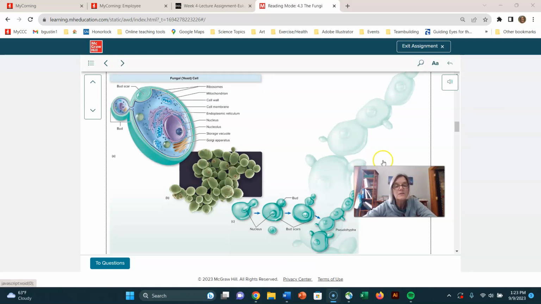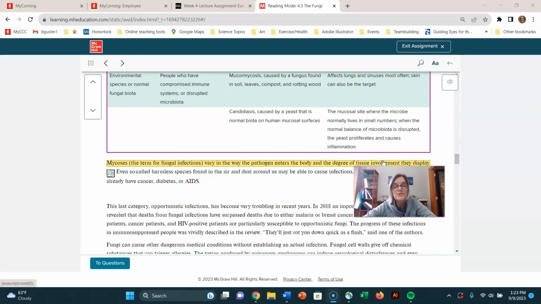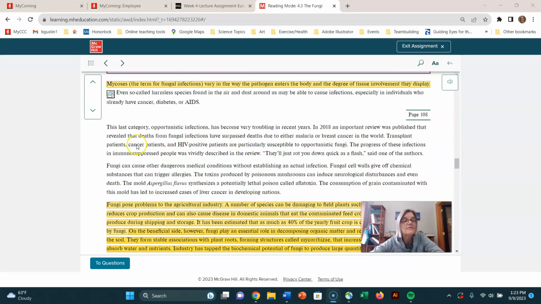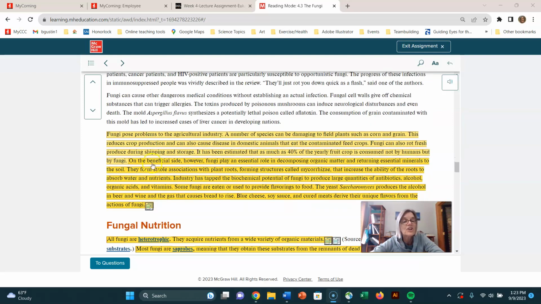I wanted to talk about some of the pros and cons of fungi. And so here it says that fungi pose problems to the agricultural industry. They can be very damaging to plants. There's a lot of fungal infections in plants. Think about, in your garden, you might have a blight, tomato blight, and that's caused by a fungus. And these fungi just live in the soil and they can survive from year to year.